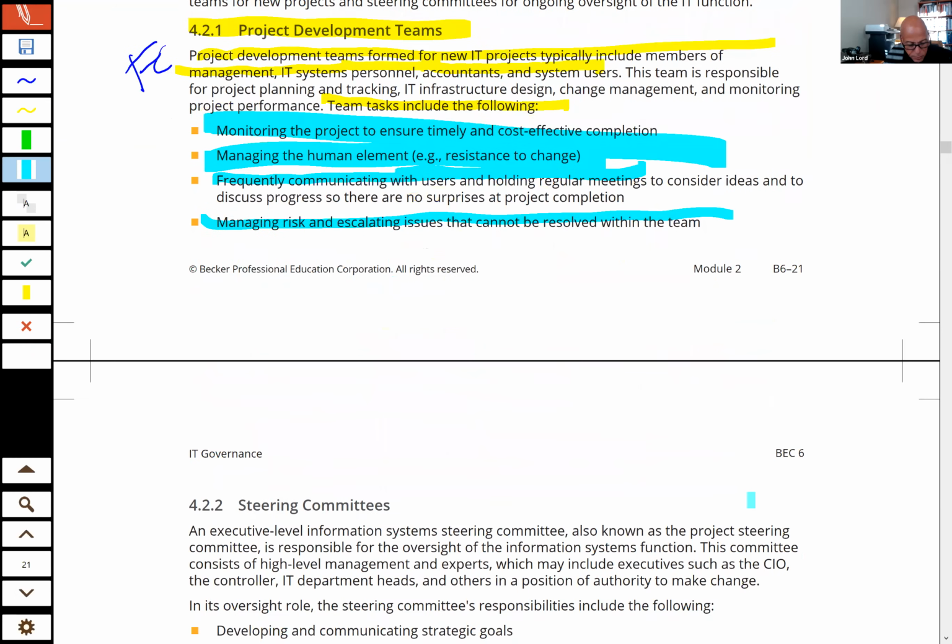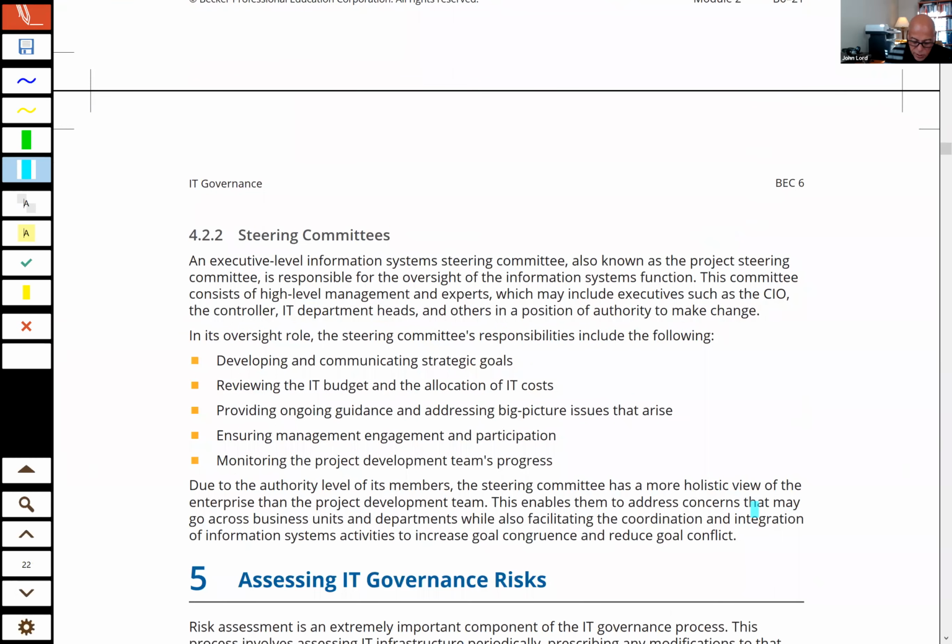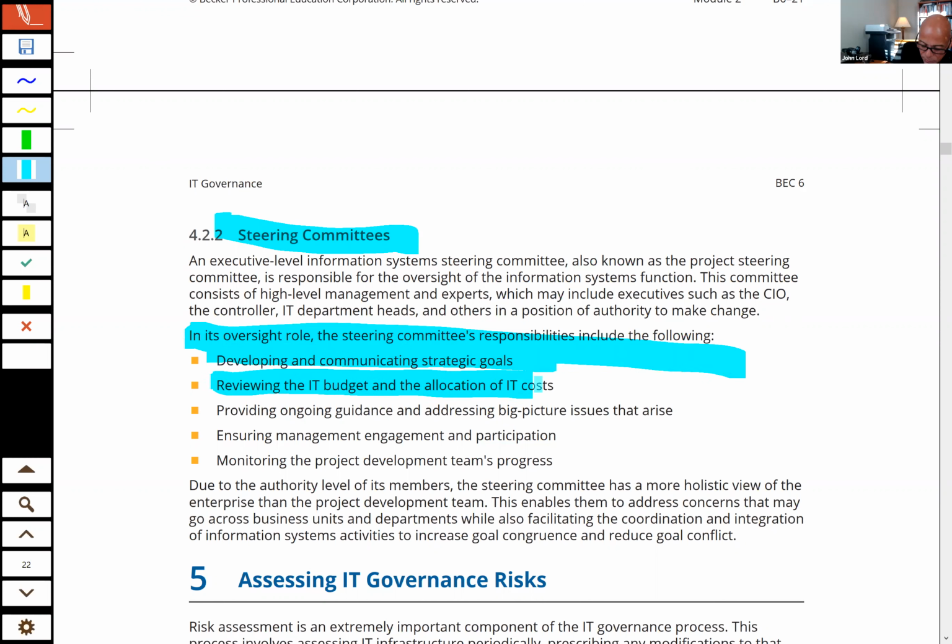So we have the project development team, but then we have a steering committee, and I find it kind of funny because what does the steering committee do? They steer the project, right? So it's easy to remember what their role is. It's an oversight role, and it involves developing and committing to strategic goals, reviewing the IT budget, providing ongoing guidance and addressing big picture issues that arise, ensuring management engagement, and then monitoring the project.